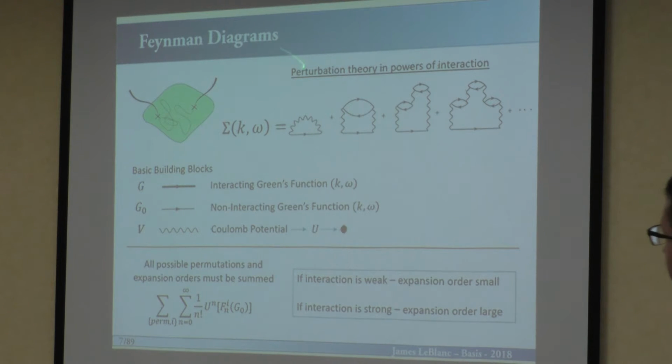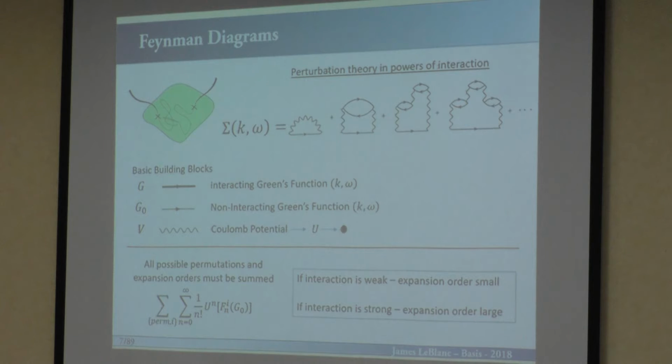But the idea of Feynman diagrams is that in order to understand the full perturbation theory, we don't just sum this set of diagrams. We, in fact, have to sum all possible permutations and expansion orders. And they're going to have 1 over factorial terms because there are factorially many of them. They're going to have u to the n given the number of vertices. And they're going to be some complicated function of a number of Green's functions that are non-interacting.